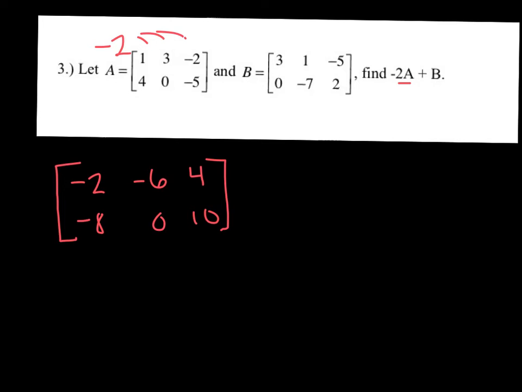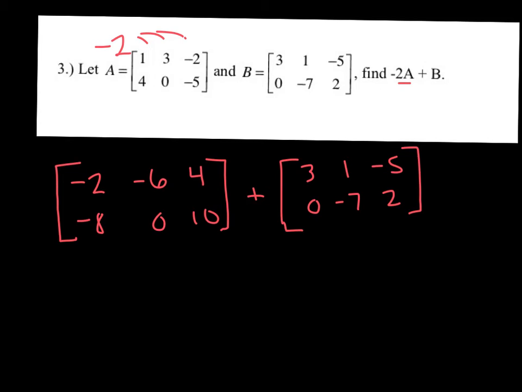So let's multiply the -2 inside to A first. So -2 inside here to everything. So that will become -2, -6, 4, -8. Anything times 0 is 0, and -2 times -5 is 10. So that is -2A. Okay, now let's add B to it. So 3, 1, -5, 0, -7, 2.